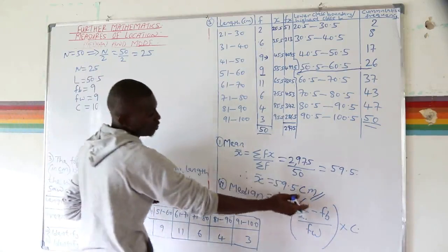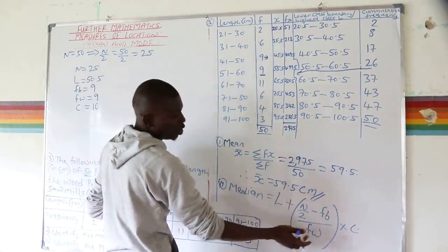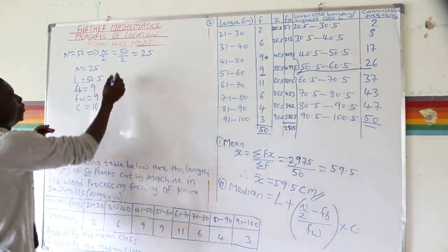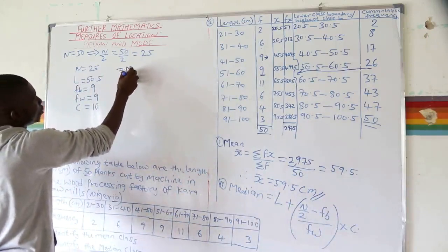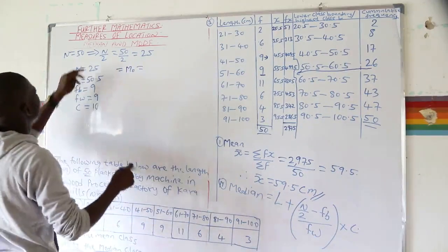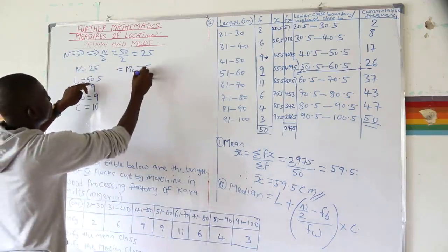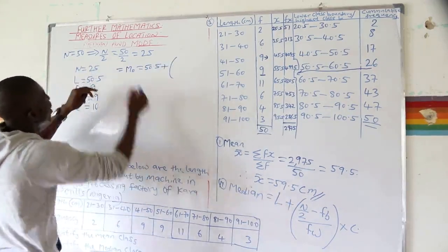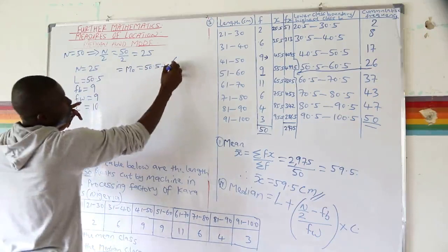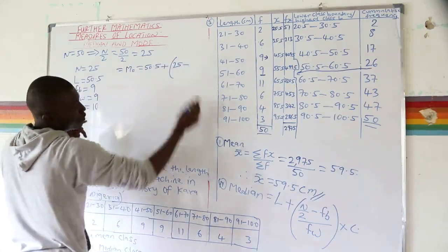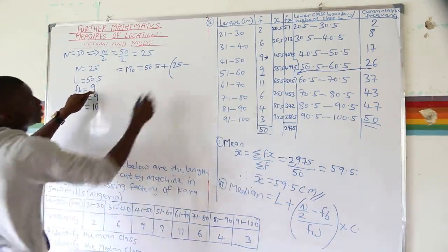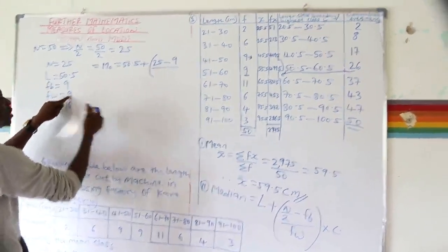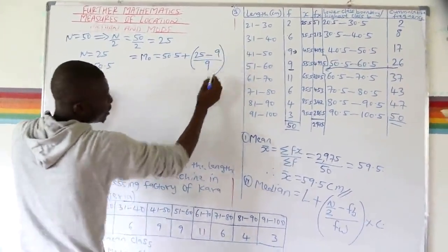We have seen n over 2. We have seen frequency before. We have seen frequency within, and we have seen our class interval. Now, our final answer. Our median is equal to L, which is 50.5, plus bracket n over 2, which is 25, minus frequency before, which is 9, divided by frequency within, which is 9. Close the bracket, times C.